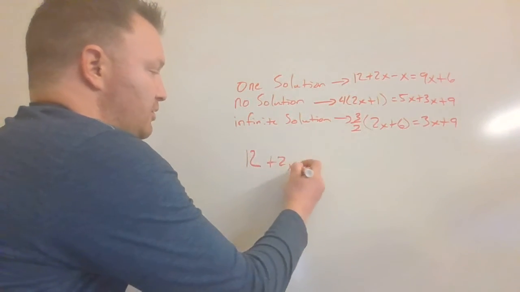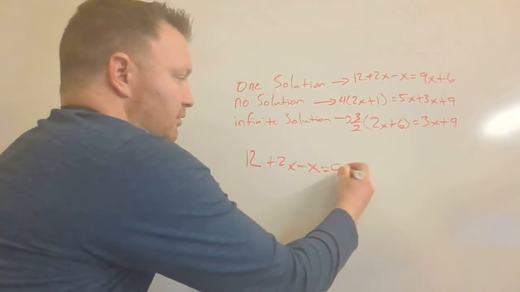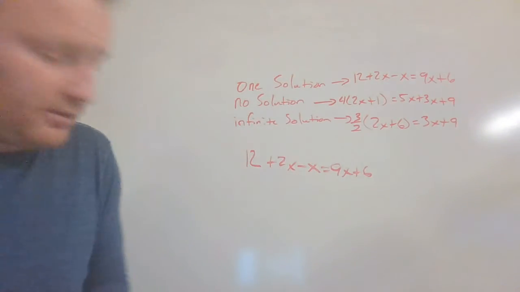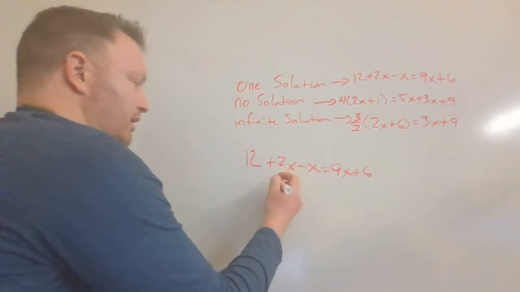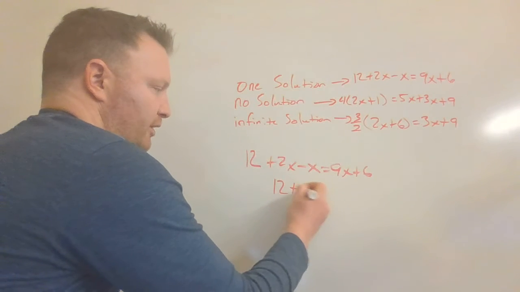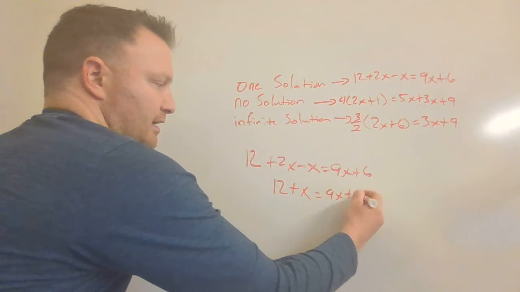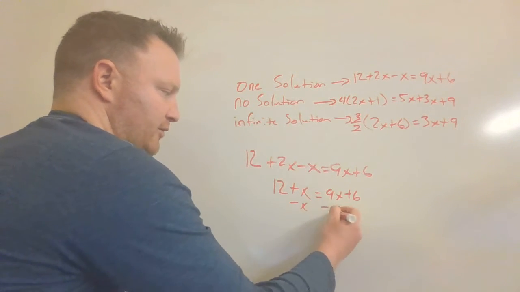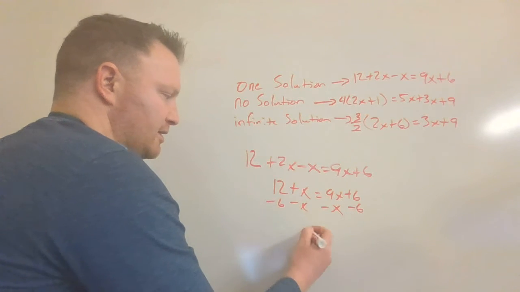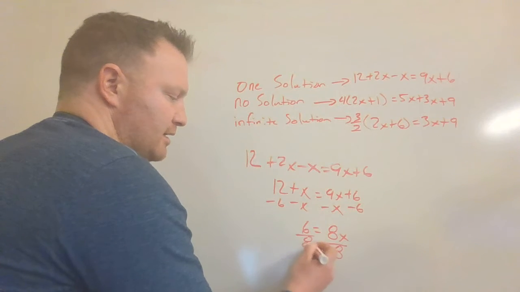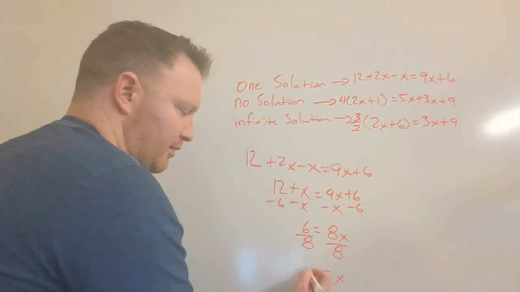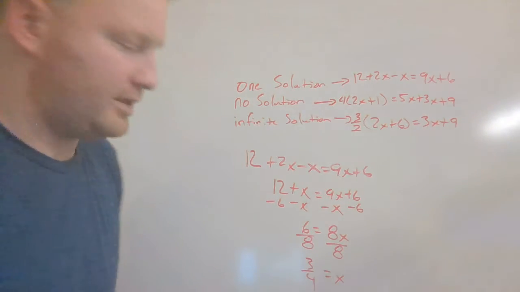12 plus 2x minus x equals 9x plus 6. So here's my marker. Go ahead and solve it like you normally would. Combine like terms: 12 plus x equals 9x plus 6. I'm going to subtract x from both sides. I'm also subtracting 6. So 6 equals 8x. Divide by 8, and you're left with, divide 2 on top and bottom, and I get 3/4 as your final answer.